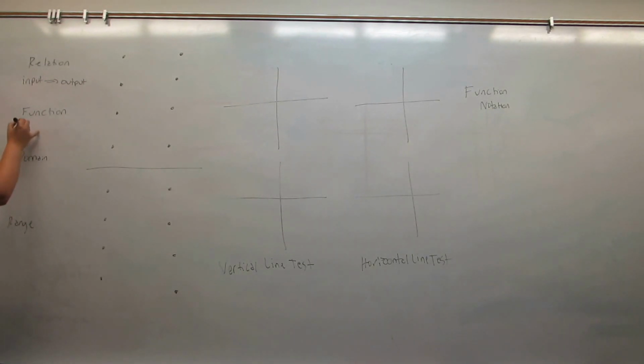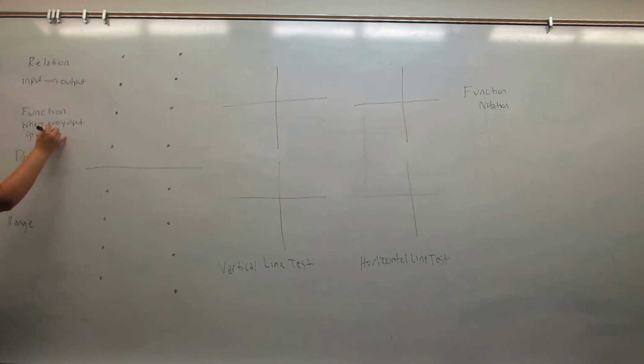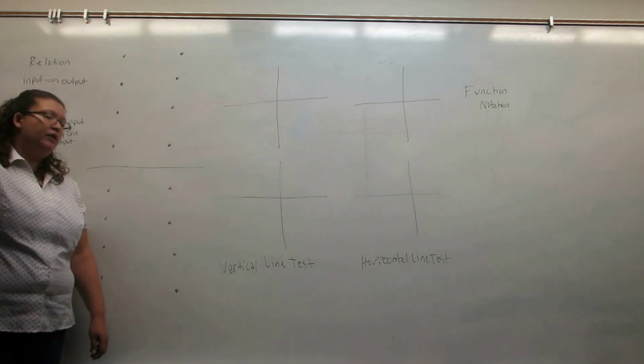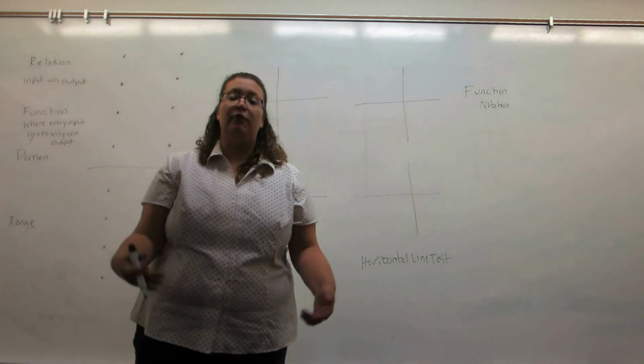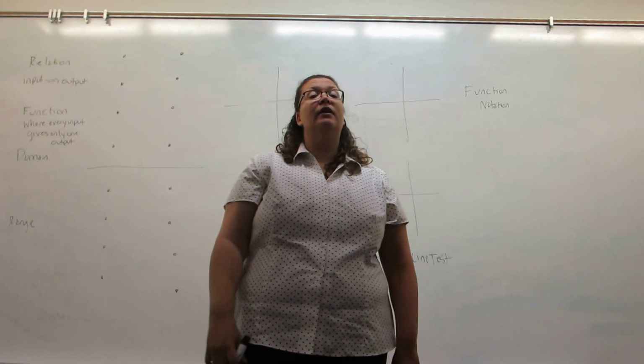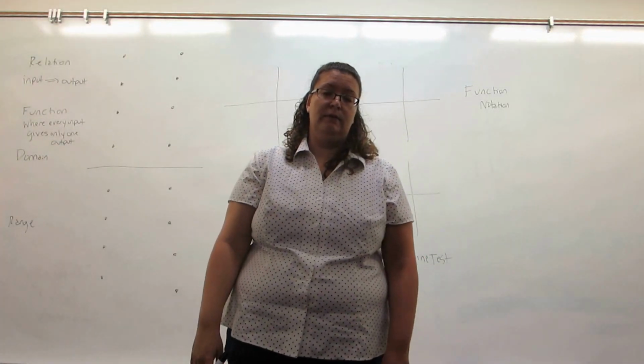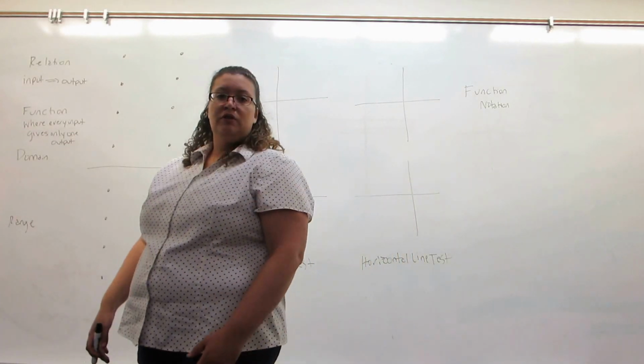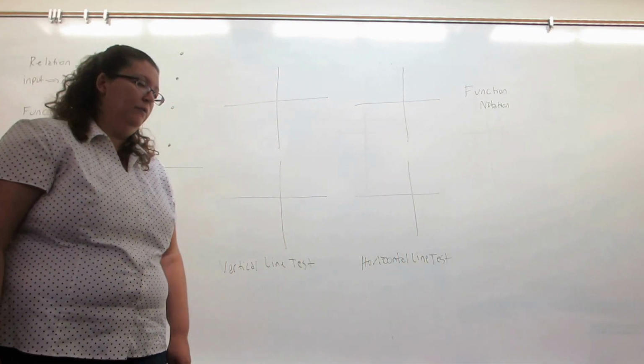A function is a relation where every input gives only one output. So, in our example, I would change it slightly by saying I'm going to point to a student and they're going to tell me the name they go by. No confusion, the student knows exactly what name to tell me.